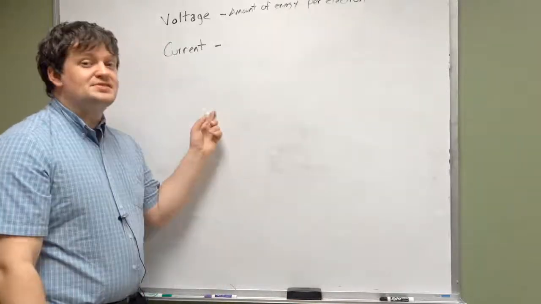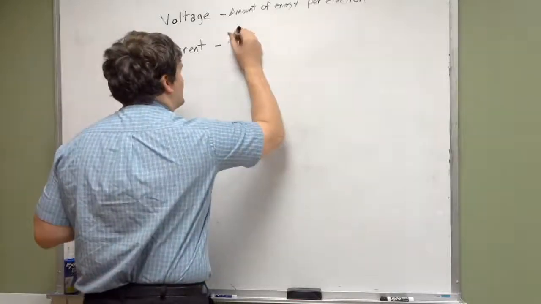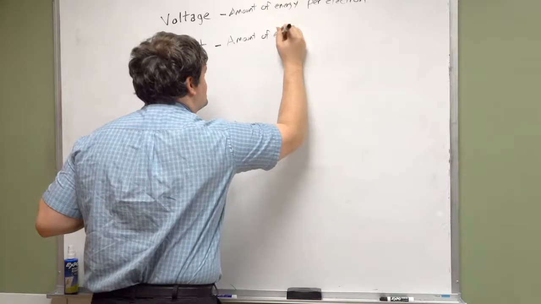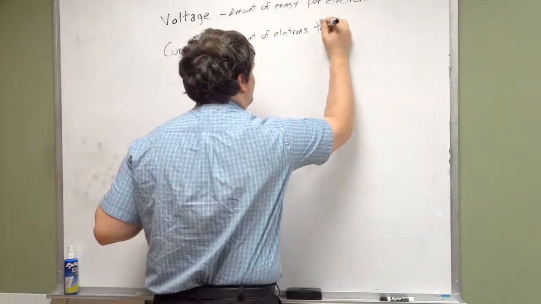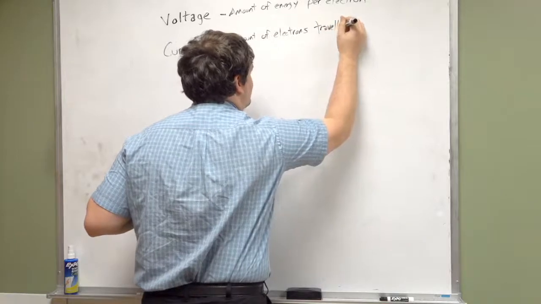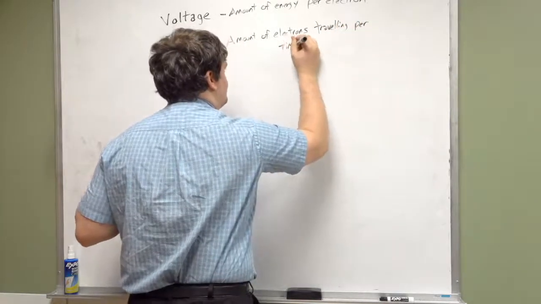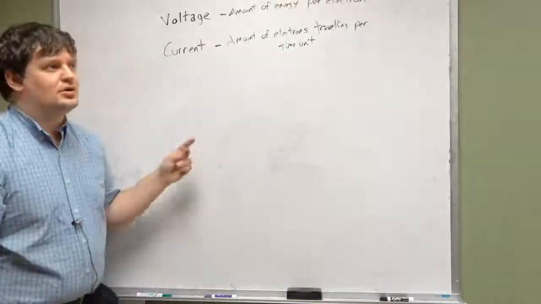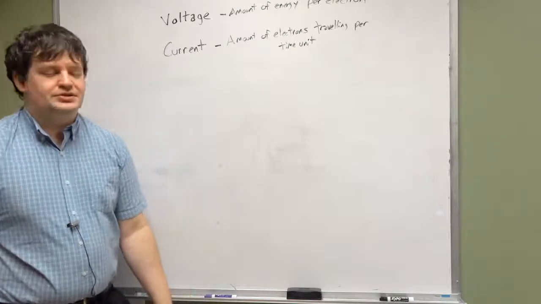What current is, current is the amount of electrons traveling per time unit, usually per second. An ampere is a coulomb per second.